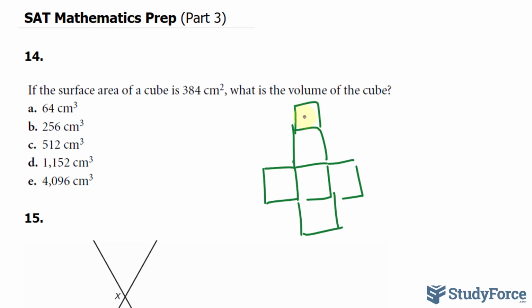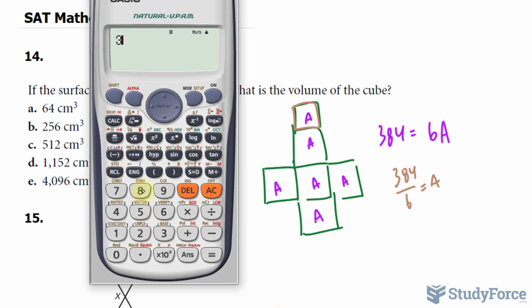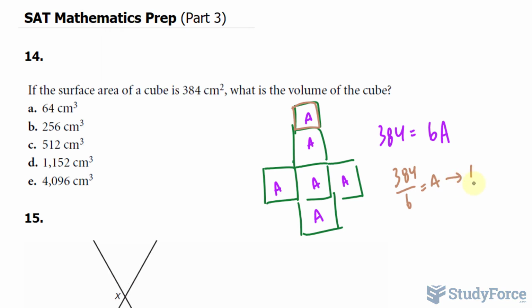And if we add up all the areas of these, we end up with 384. So 384 is equal to 6 times the area. From here we can actually find out what A is, so we can get the individual area of one of these squares. So I'll divide both sides by 6, 384 divided by 6. Let's see where that takes us. 384 divided by 6 happens to be 64. So let me write that down. 64 centimeters squared. That's the individual area of one of these squares.